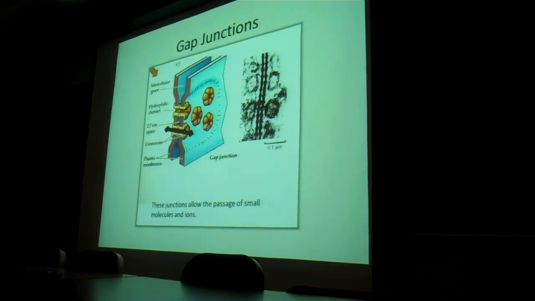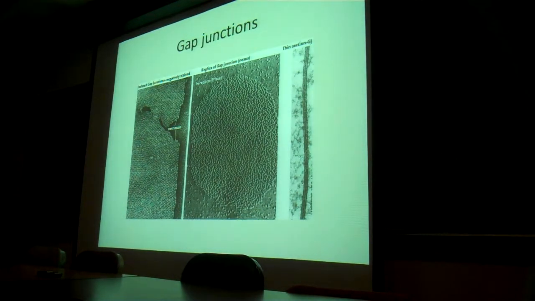Just another picture of gap junctions. That's what they really look like in the electron microscope. You can actually see the holes.